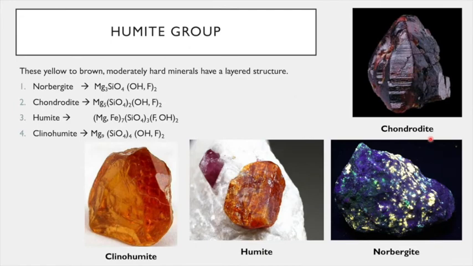These yellow to brown, moderately hard minerals have a layered structure. These are the common humite group members: norbergite, chondrodite, humite, and clinohumite. Okay, so these are the pictures of humite group minerals. This is norbergite, this beautiful purplish color mineral. Then this is chondrodite. Next is humite, and this is clinohumite.